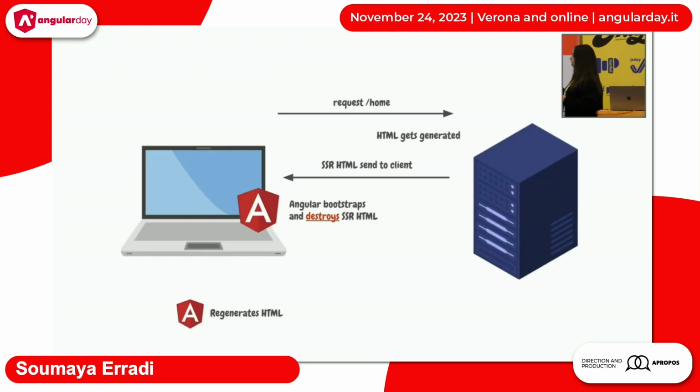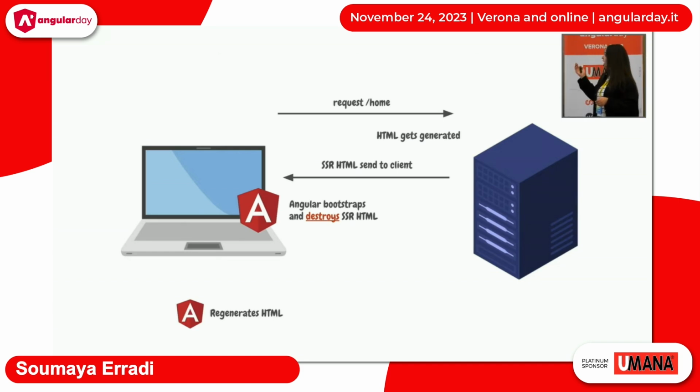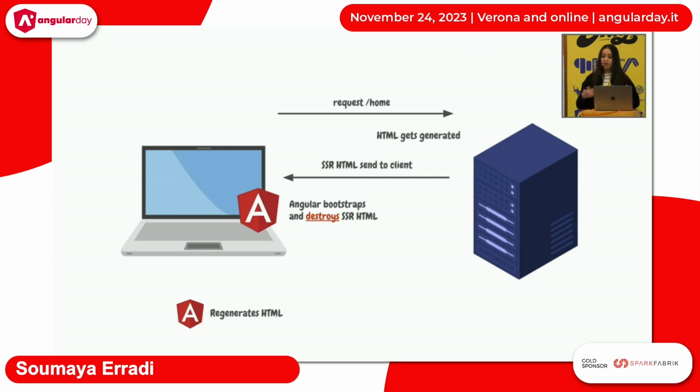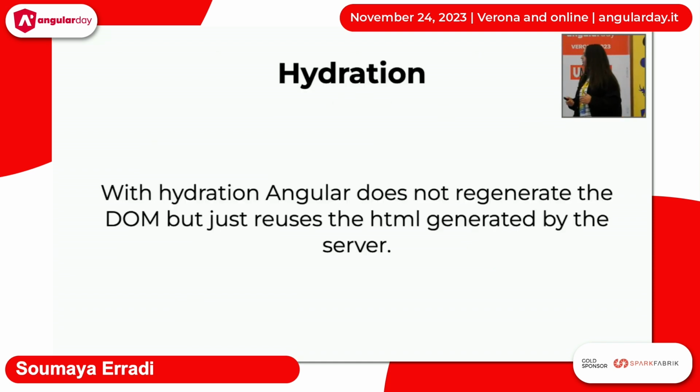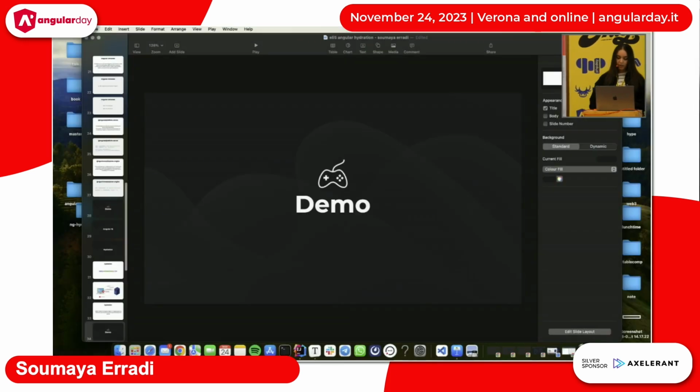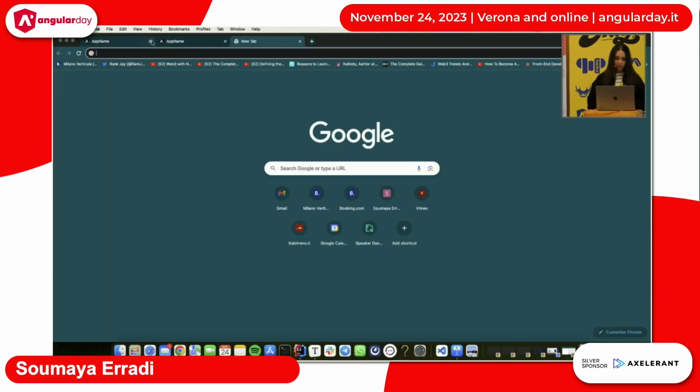So what happens? When we request a route from the server, an HTML gets generated. So the server side sends an HTML to the client. Angular bootstraps this HTML, destroys the HTML from the server and regenerates a new HTML. With hydration, we can reuse what the server gives us, not destroy that code, and just reuse it and get better performance. So let's see another example of this. Let me close these ones.